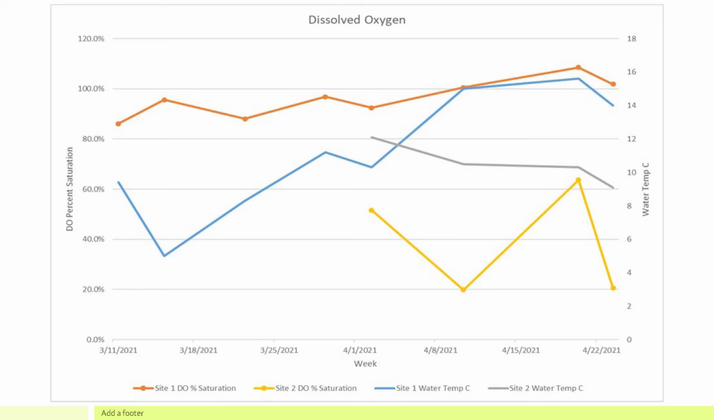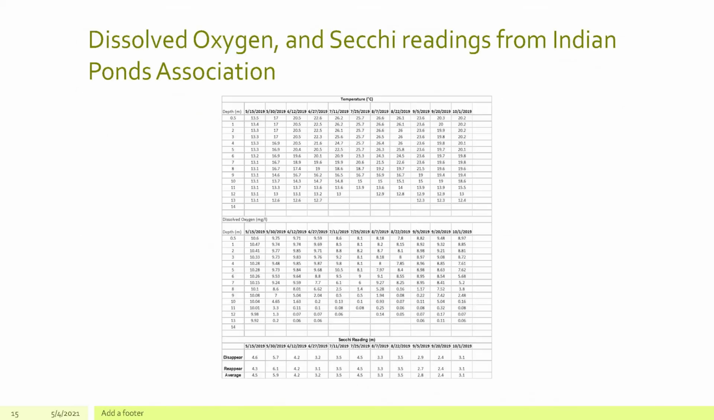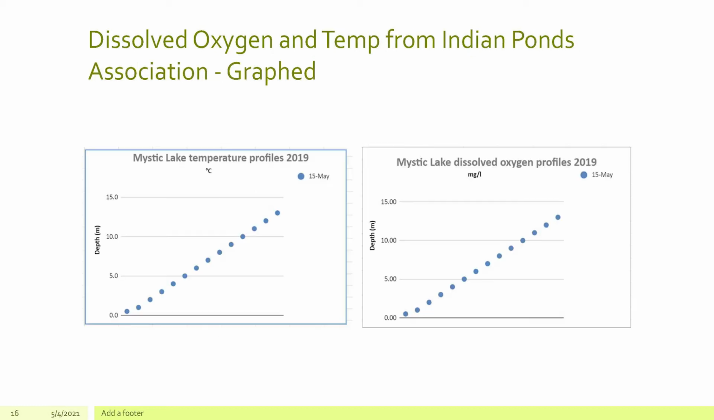The lines on the graph show percent saturation, a measurement based on milligrams per liter of oxygen and the temperature. This chart shows further information that the Indian Ponds Association, which covers Mystic Lake, has publicly available online. Here is the dissolved oxygen and temperature profile from the Indian Ponds Association graphed. On the left is the lake temperature versus lake depth, and on the right is the dissolved oxygen profile versus depth.